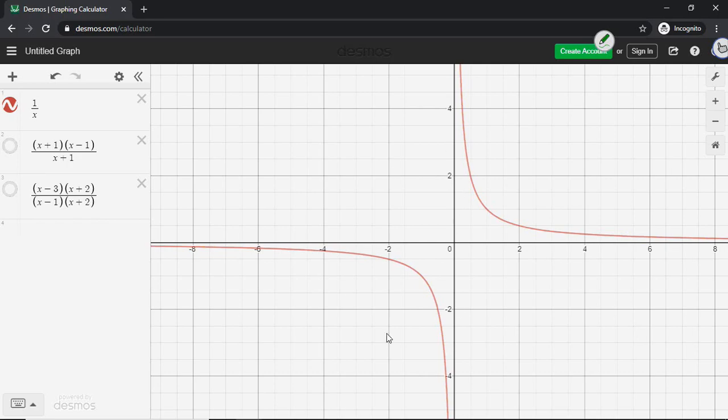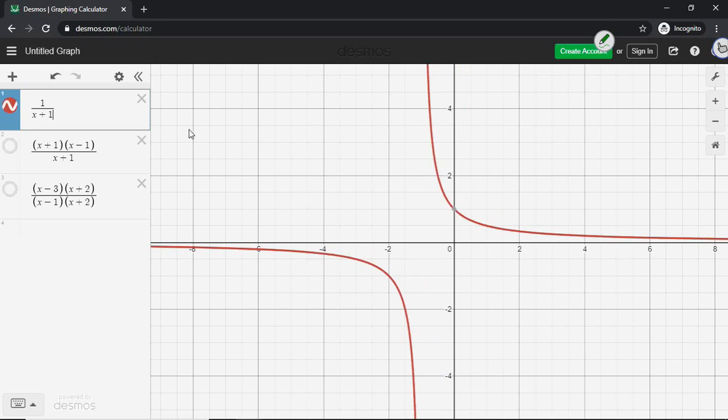Here's the graph of 1 over x. Clearly, we can't divide by 0, so we should have a discontinuity at x equals 0. And that's going to be an infinite discontinuity. We have a vertical asymptote. Let's change it to x plus 1 in the denominator. Think about function transformations. How is this graph going to change? It's going to move 1 unit to the left. Now, that vertical asymptote used to be at 0, but it's moved 1 unit to the left. Our infinite discontinuity is now at x equals -1.